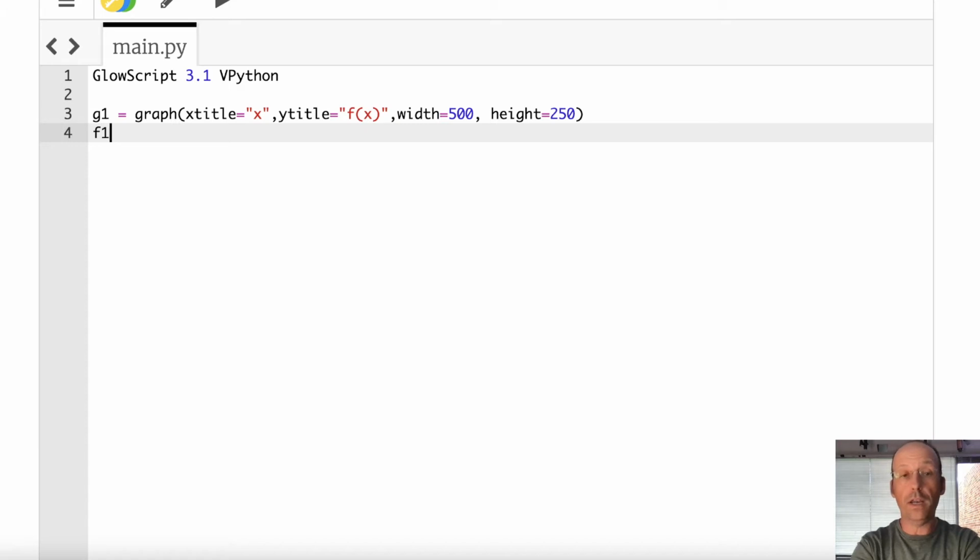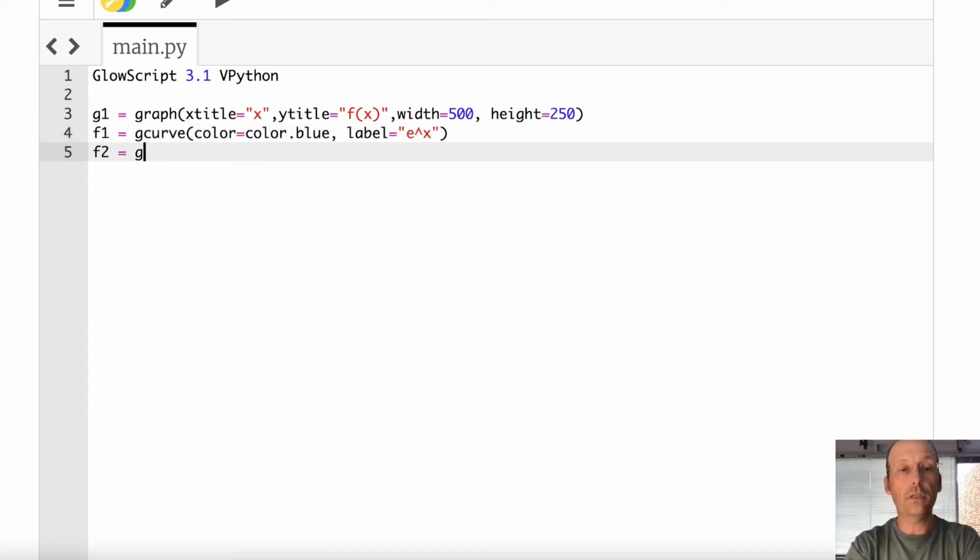Now I'm going to make two graphs. I'm going to make f1, which is going to be my actual function. g1 is just a name for the graph axis. It's not the actual graph. f1 is something I'm actually graphing. So it's a type of object called a gcurve. I'm going to give it a color blue. Color equals color dot blue. And let's give it a label. Label equals e to the x. And then f2 is gcurve. Color equals color dot red. And let's call this Taylor series.